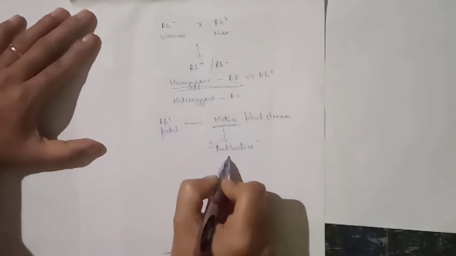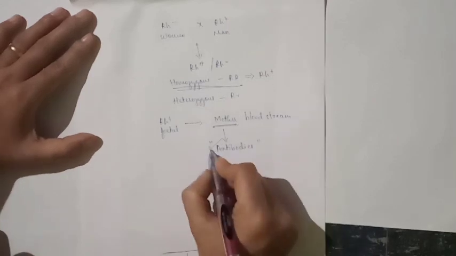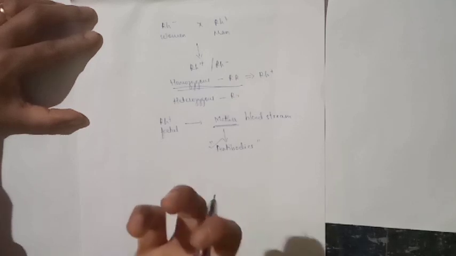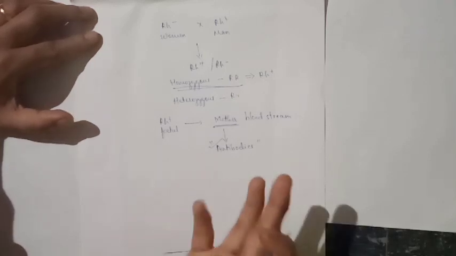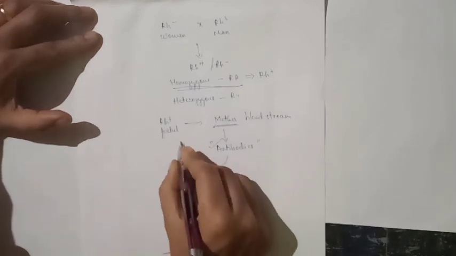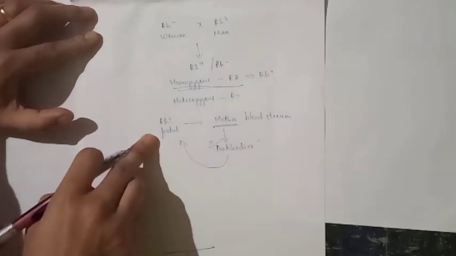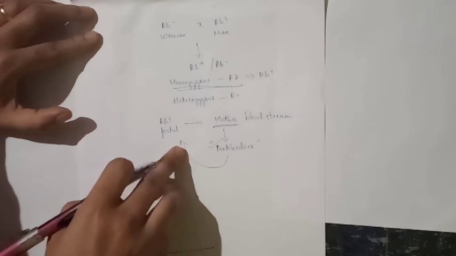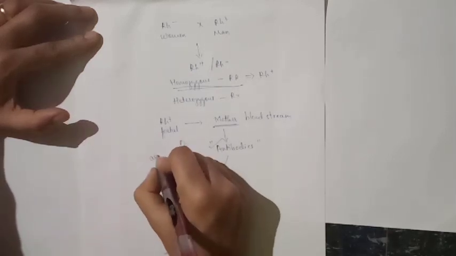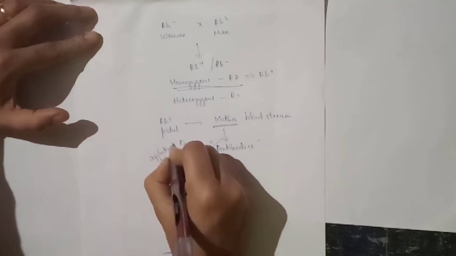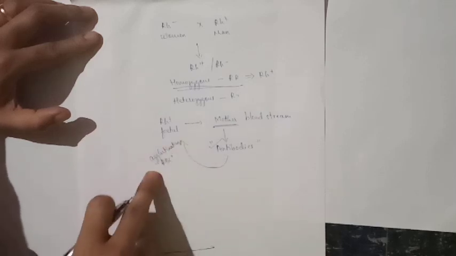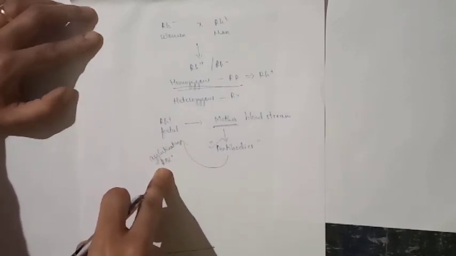if the same thing occurs again, then a significant amount of antibodies are produced against the Rh antigen, which enters into the circulatory system of the fetal blood, and agglutination occurs in the RBC of the fetus.